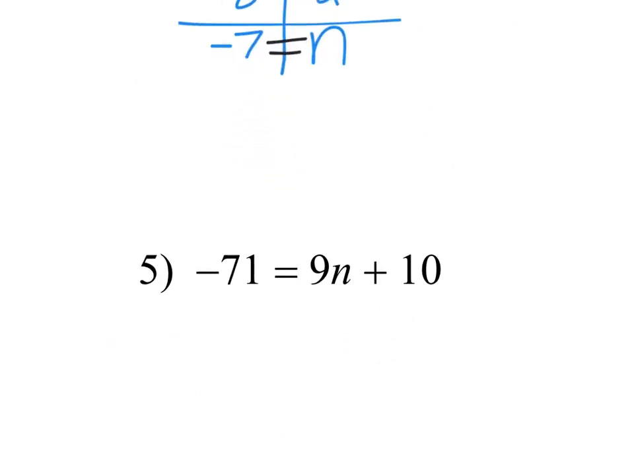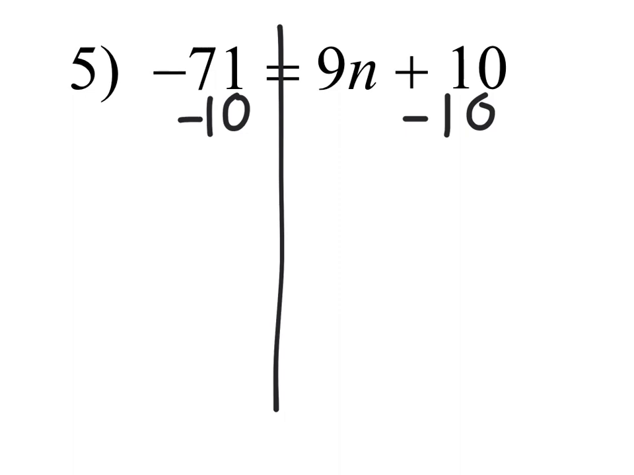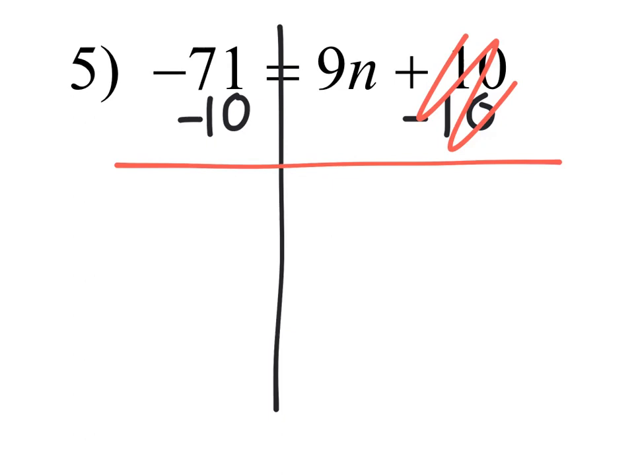On to number 5, another two-step. Draw the line down the middle. I've got to get everything away from the variable. I've got to start with addition or subtraction. So I'm going to get rid of that plus 10 by doing minus 10 on both sides. The two 10s on the right side cancel out. I'm done with it. Negative 71 minus 10 is going to be negative 81. I have 9n left on the right side.